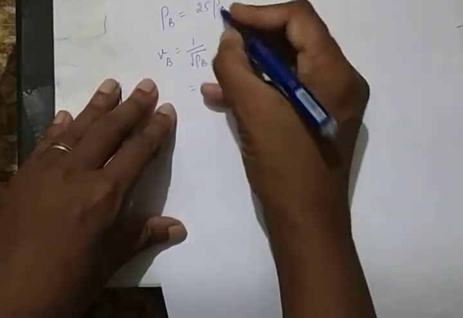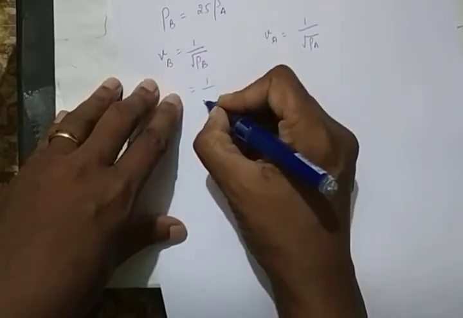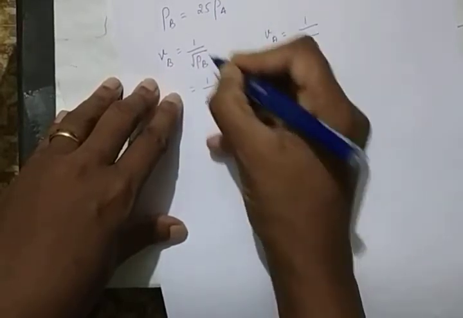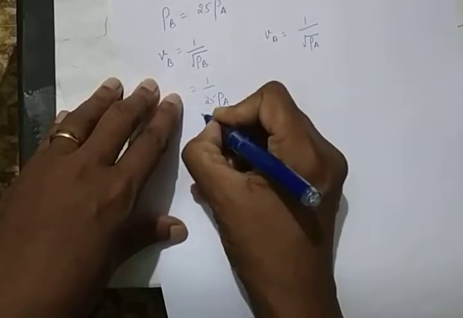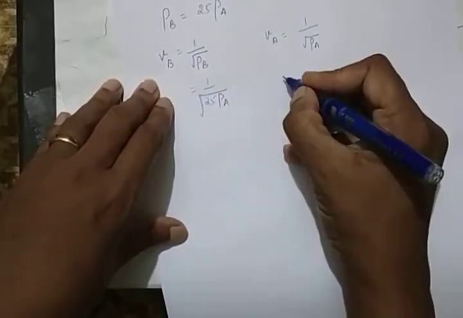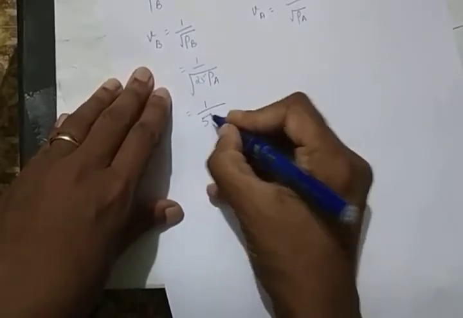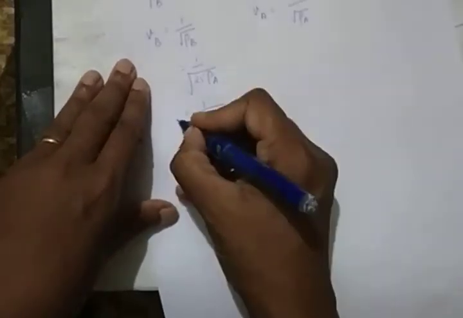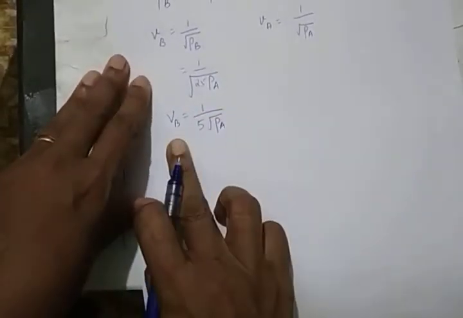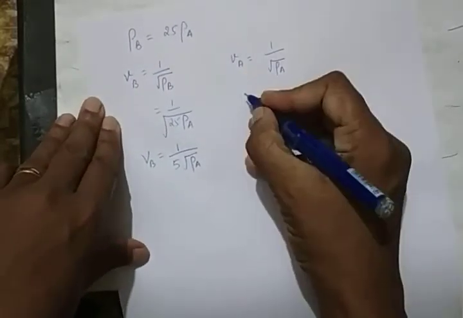Now, density of gas B is 25 times. So, in case of density of B, I write 25 density of A. Okay, and root 25 is 5, root density of A. Is it clear? So, this is speed of sound in gas B. This is speed of sound in gas A.